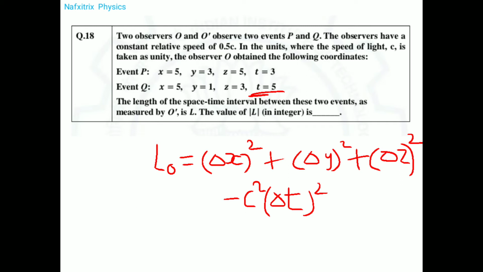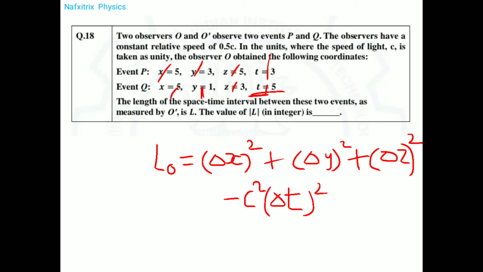Now we just need to substitute the values. Delta x means the value of x for event Q minus the value of x for event P. In the same manner, delta y means the value of y for event Q minus the value of y for event P, and delta z means the value of z for event Q minus the value of z for event P. Next, delta t is 5 minus 3.